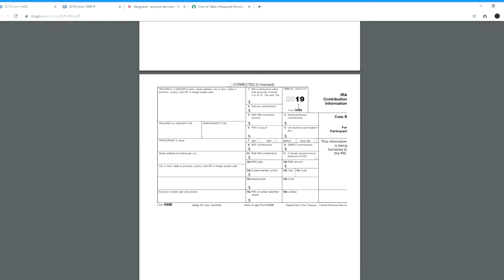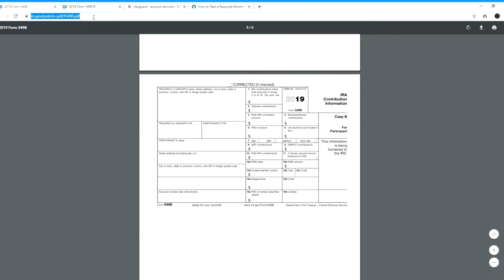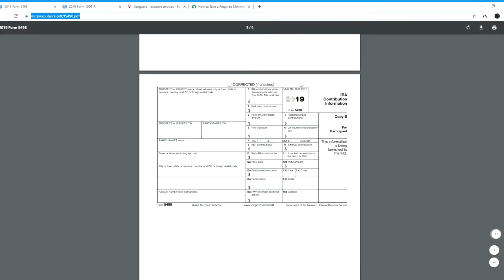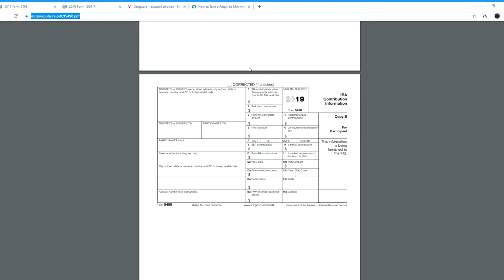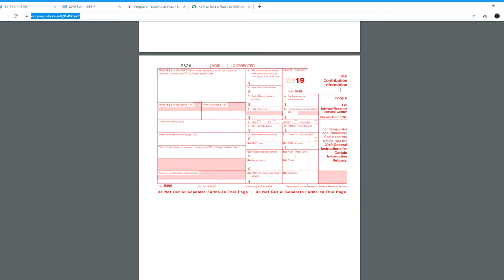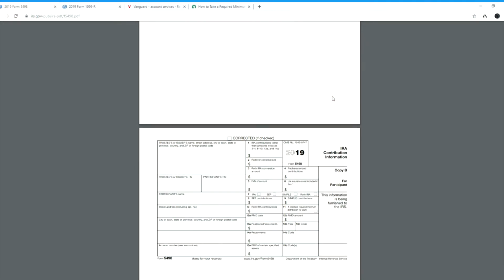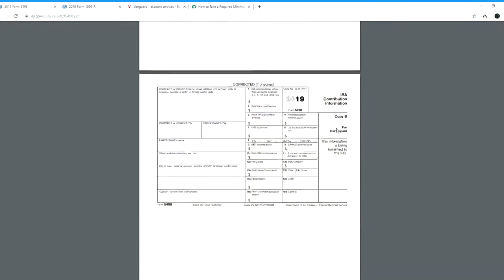Thanks a lot. All right, so here now you can see this is form 5498 as it's displayed on the IRS's website. So you can see the URL here, irs.gov. And then it's form 5498, the PDF file that they have. Now there are several different actual shots of this. You can scroll up and there's a red page, and then the black page down here, copy A is what this one says, and then copy B, and so on, and then there's instructions.